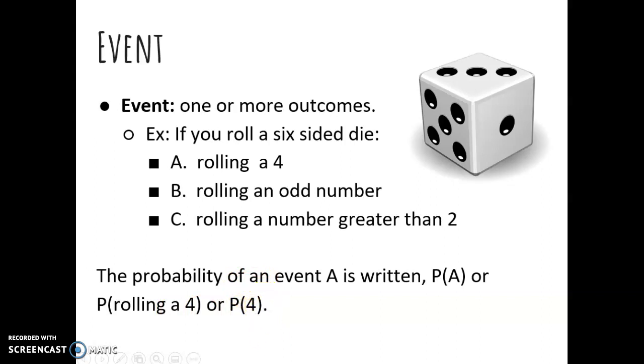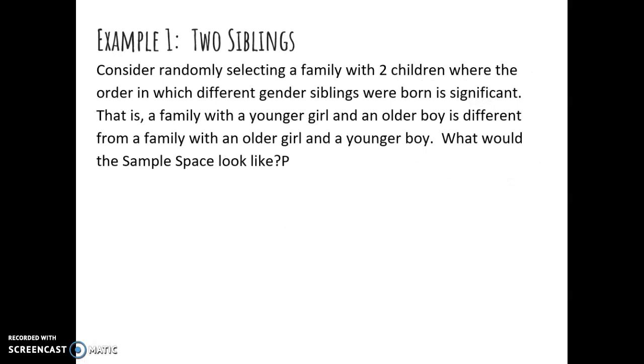All 3 of those meant the same thing. So let's look at an example. 2 siblings. Consider randomly selecting a family with 2 children where the order in which different gender siblings were born is significant. That is, a family with a younger girl and an older boy is different from a family with an older girl and a younger boy. So what would a sample space look like?